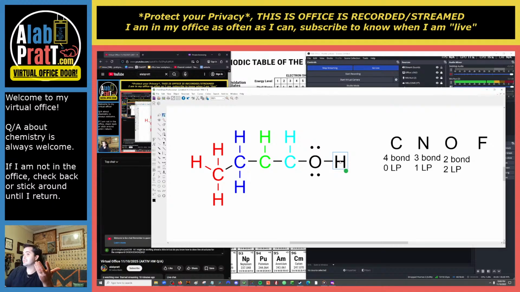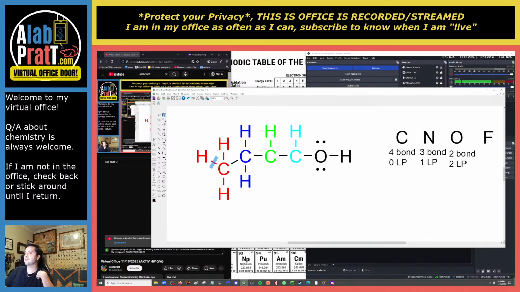Hydrogens, all my hydrogens need to have at least 1 bond. Of course they do. Last but not least, do all my carbons have 4 bonds? Red, check. 3 to hydrogen, 1 to a carbon. Blue carbon, check. 1 to the green carbon, 1 to the red carbon, good.